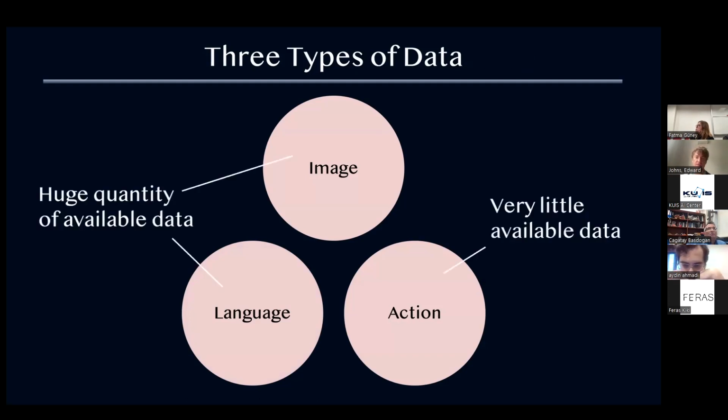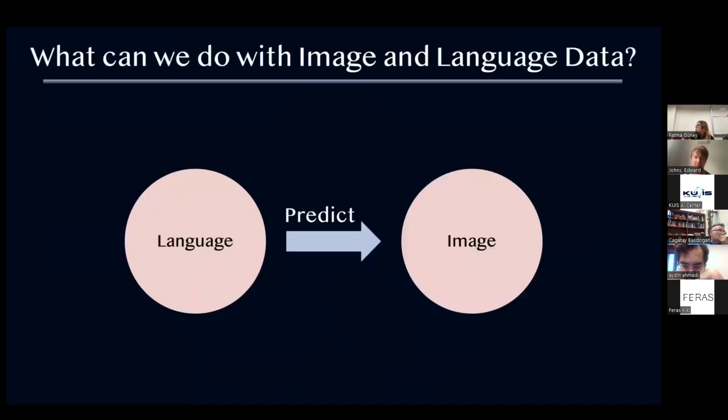The problem with action data is there's very little available data out there. We don't really have big data sets of robot actions freely available. There are some initiatives to scale up robot data, but it's much, much smaller than the amount of image and language data that we have that's effectively freely available for people to use and train on. So really, we want to capitalize on the image and language data. What are some things that we can do with image and language data when we scale up data collection?